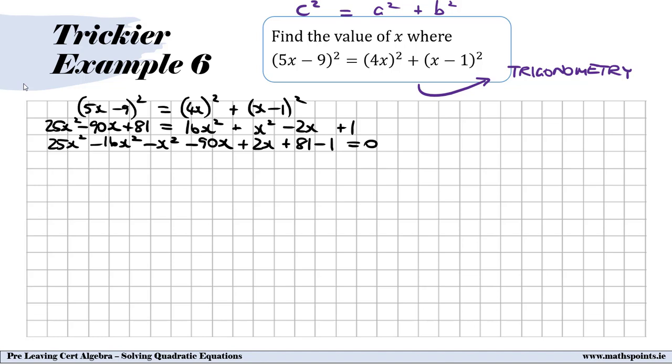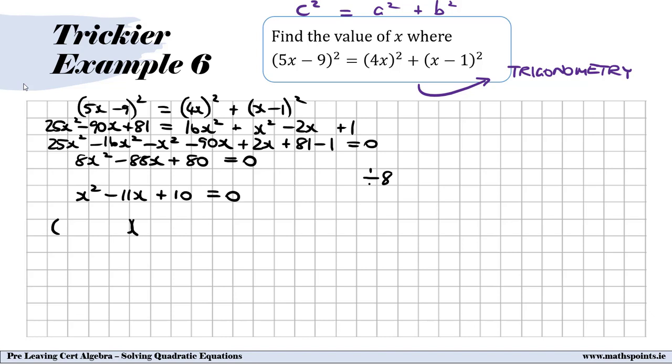Tidying it up, I get 25x² minus 16x² is 9x², minus 1x² is 8x², minus 90x plus 2x is minus 88x, and then 81 minus 1 is plus 80, equals 0. Now, we can use the minus b formula on this, or we can factorize this, but what might be easier before we start is that I can see that 8 is a common factor of all the terms, so I'm going to divide across by 8 before I factorize. So 8x² divided by 8 is x², minus 88x divided by 8 is minus 11x, and 80 divided by 8 is plus 10, equals 0.